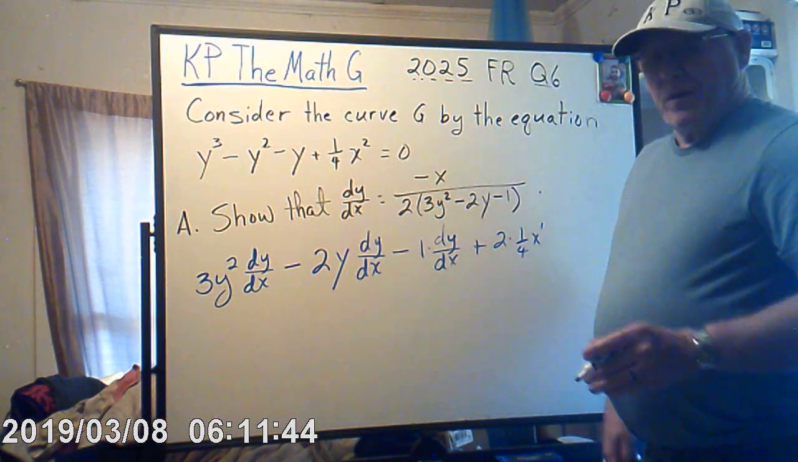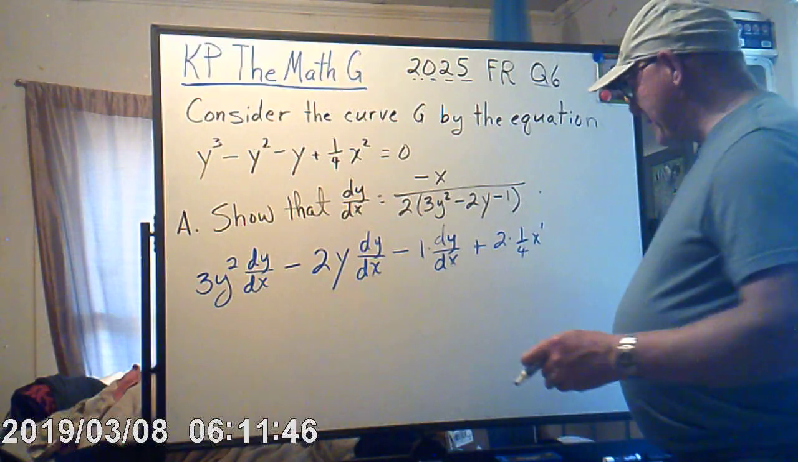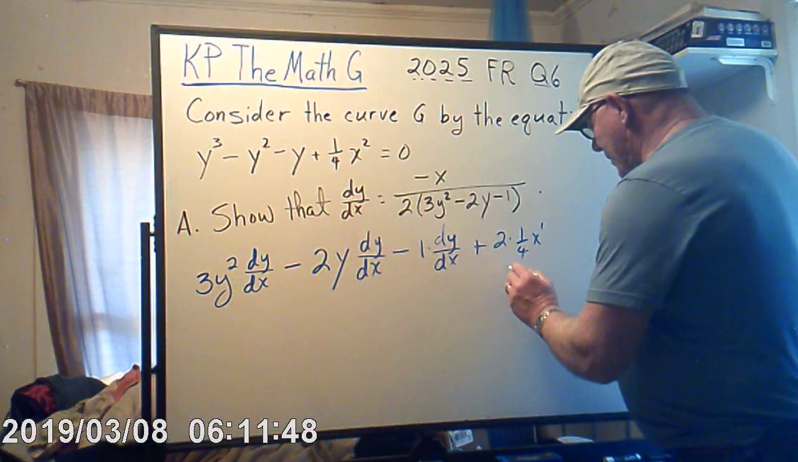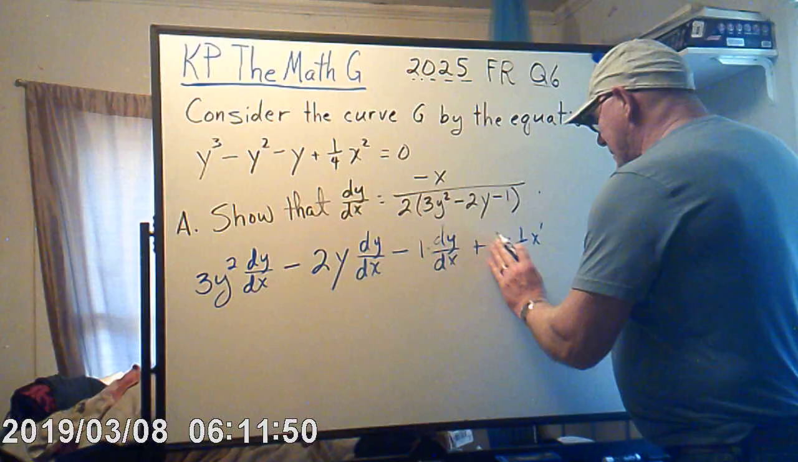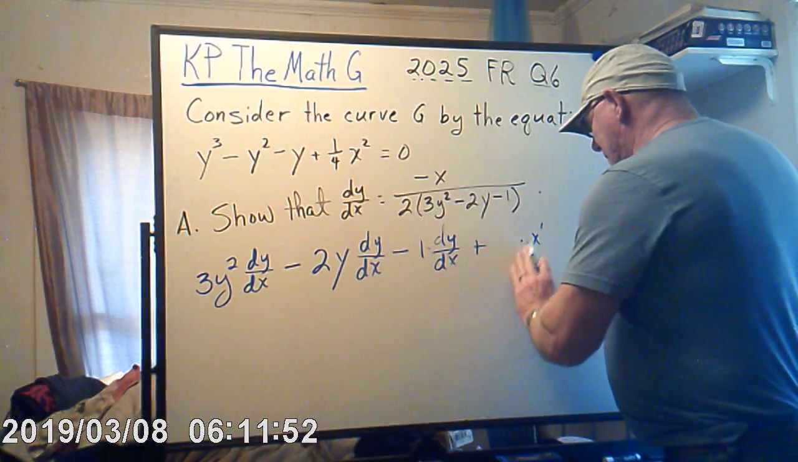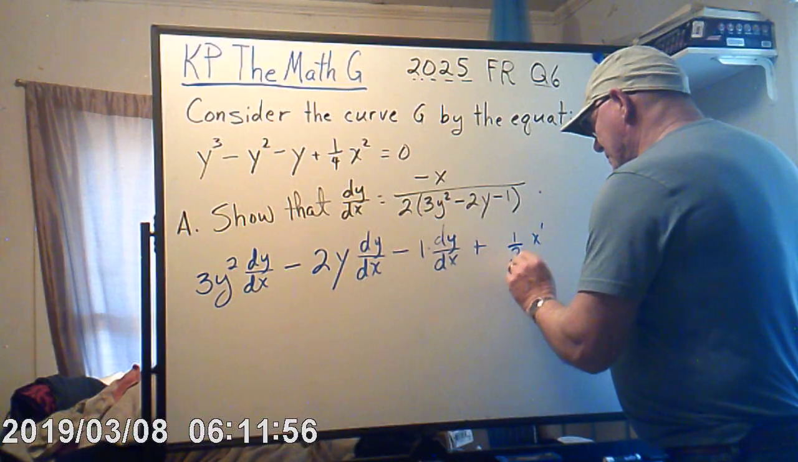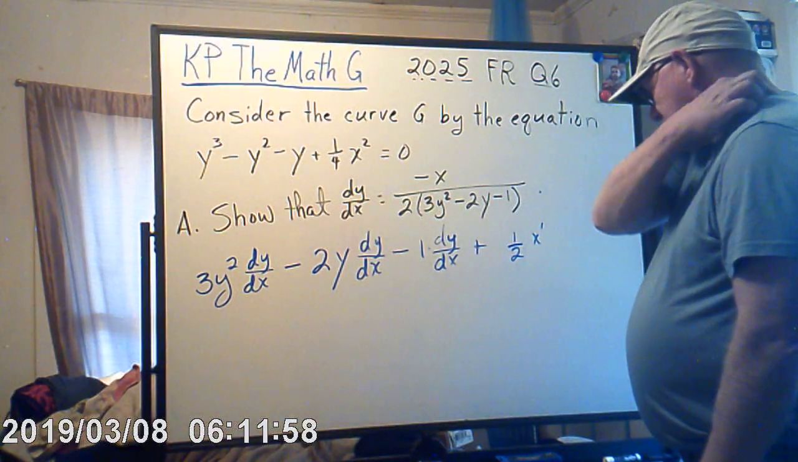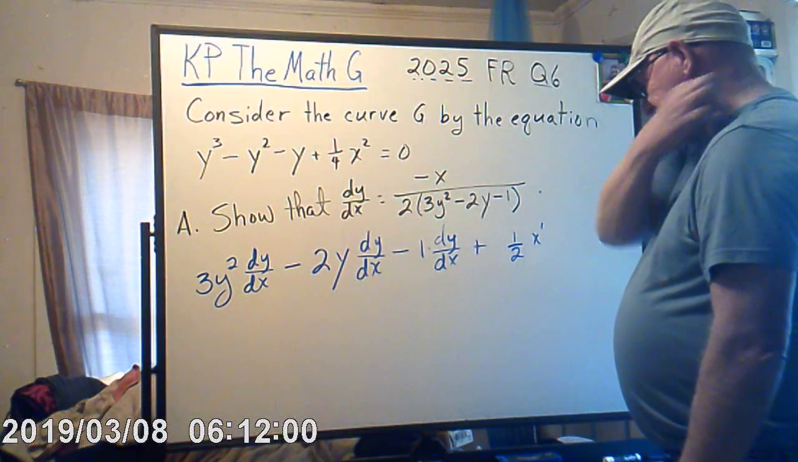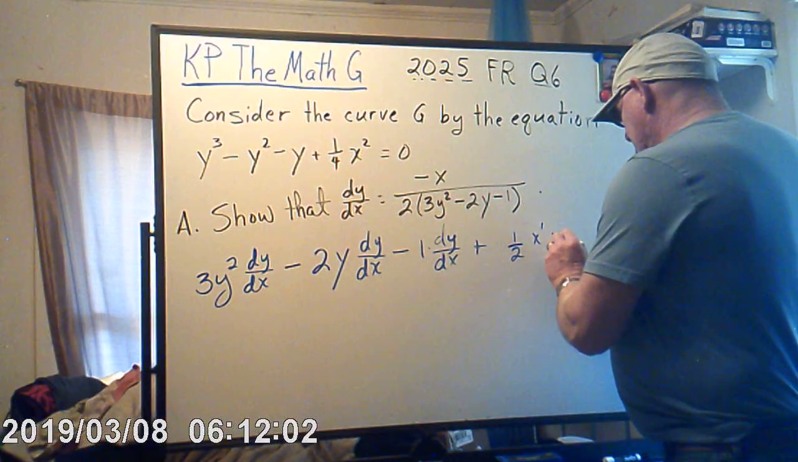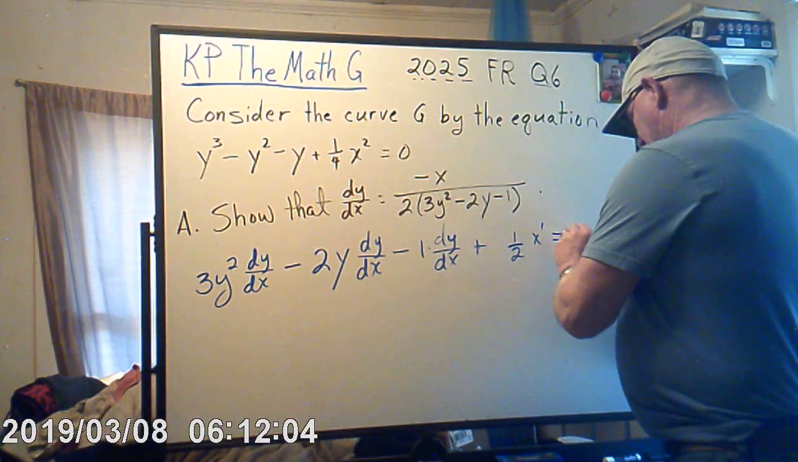So maybe that's your problem. Maybe that's what you need to remember. Now this is 2/4, which is 1/2. Okay, so 2 over 4, which is 1 over 2, right there. Now, equals, of course, the derivative of 0 is 0.